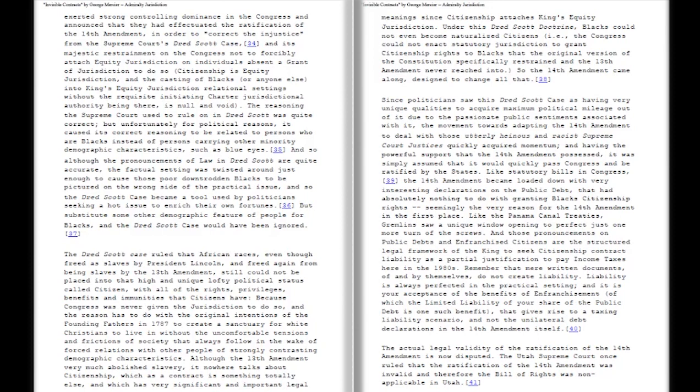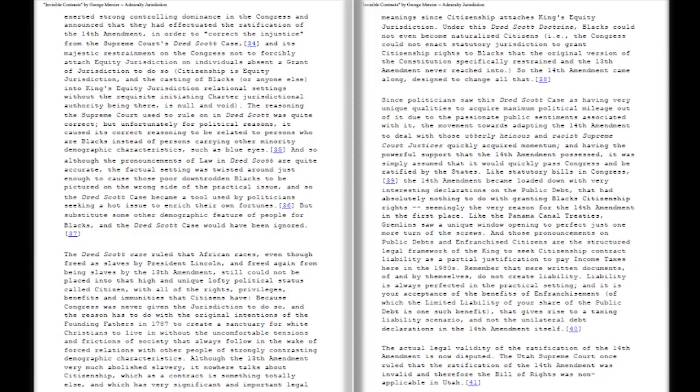38. Since politicians saw this Dred Scott case as having very unique qualities to acquire maximum political mileage out of it due to the passionate public sentiments associated with it, the movement towards adapting the 14th Amendment to deal with those utterly heinous and racist Supreme Court justices quickly acquired momentum, and having the powerful support that the 14th Amendment possessed, it was simply assumed that it would quickly pass Congress and be ratified by the states, like statutory bills in Congress.